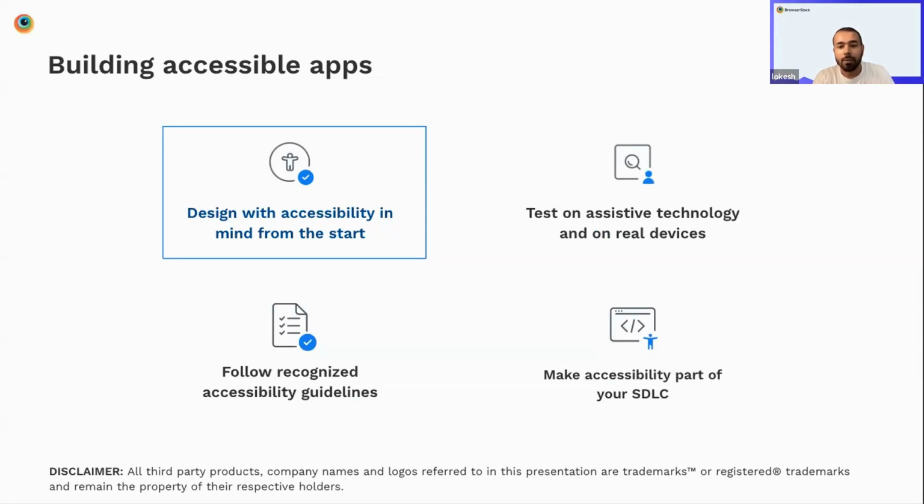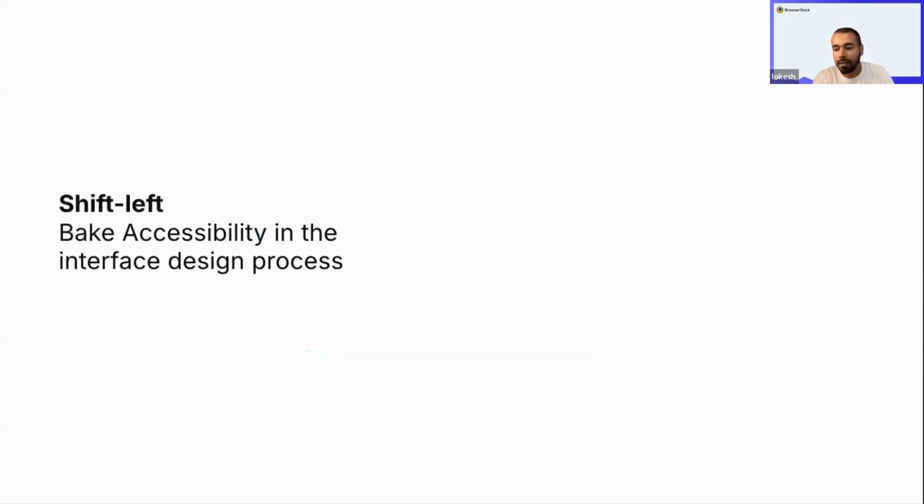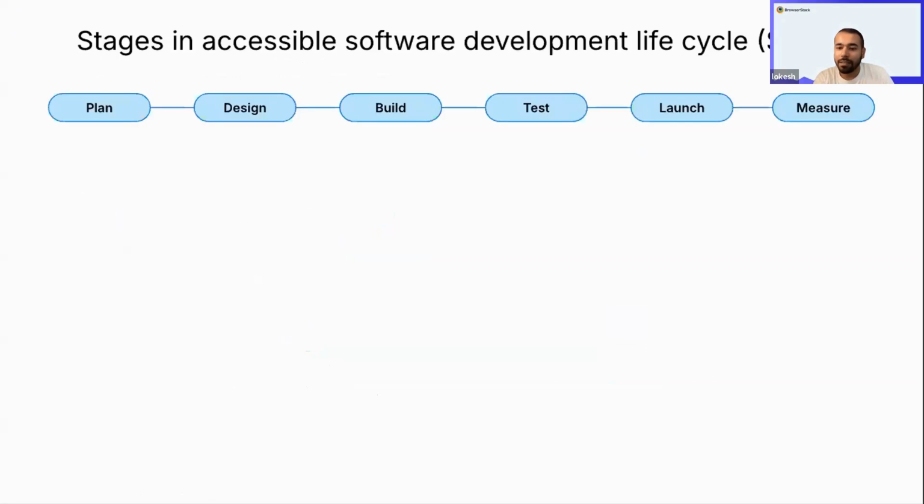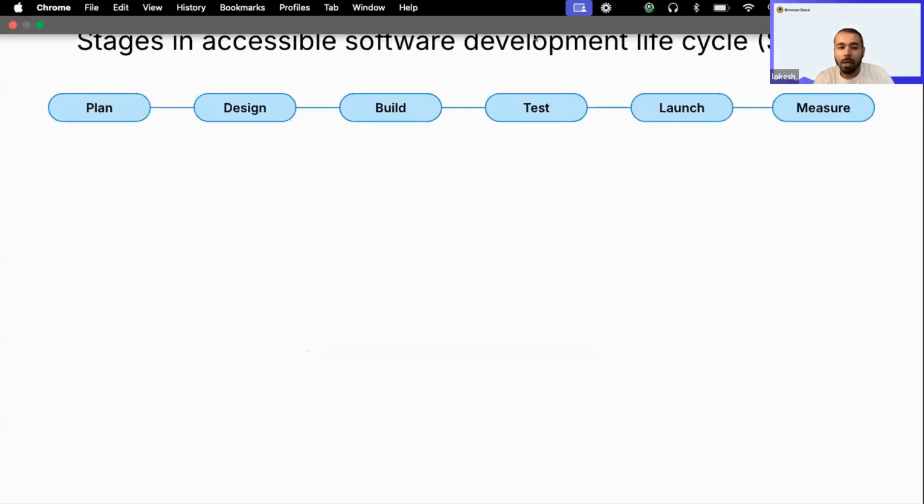But slowly we've come to realize, and the industry is also making this shift, in shifting left, of course, and baking accessibility into the interface design process and bringing it into the overall mobile app design process as well. But incorporating accessibility checks and testing across all phases of your SDLC is an important aspect.